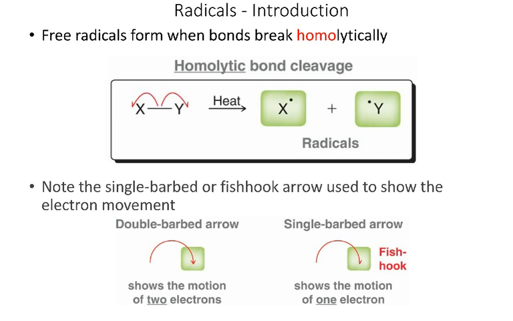Now, when we draw mechanisms involving radicals throughout this chapter, notice the difference between the regular arrows that we use when we're showing the motion of a pair of electrons. We use the regular double-headed arrow. When we draw reactions involving the movement of just a single electron, we use these half-hook or fish-hook arrows.